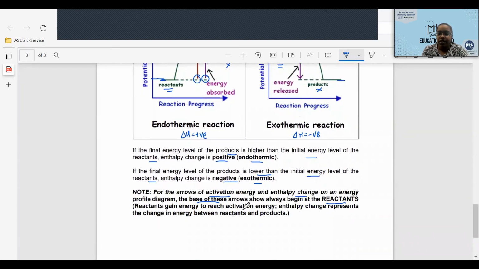Reactants gain energy to reach the activation energy, and enthalpy change represents the change in energy between the reactants and products. And that is 2 minutes of chemistry.